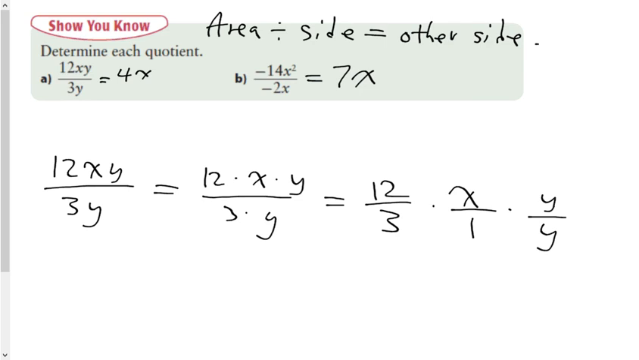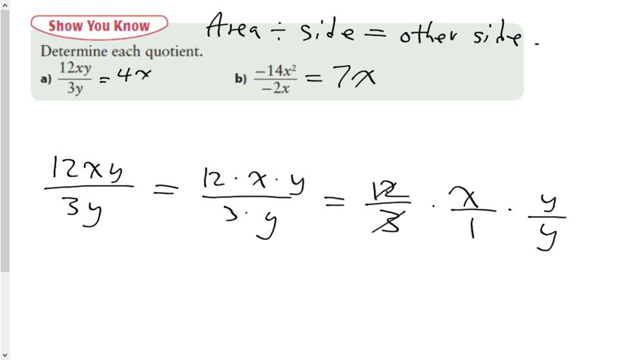If I think about this, then if I was multiplying fractions, 12 times x times y would give us 12xy, and 3 times 1 times y would give us 3y. So if I had three fractions, fraction number 1, fraction number 2, fraction number 3, and I was to multiply them together, we would multiply the numerators, which would give us this number right up here. And if we were to multiply the denominators, we would get this number here.